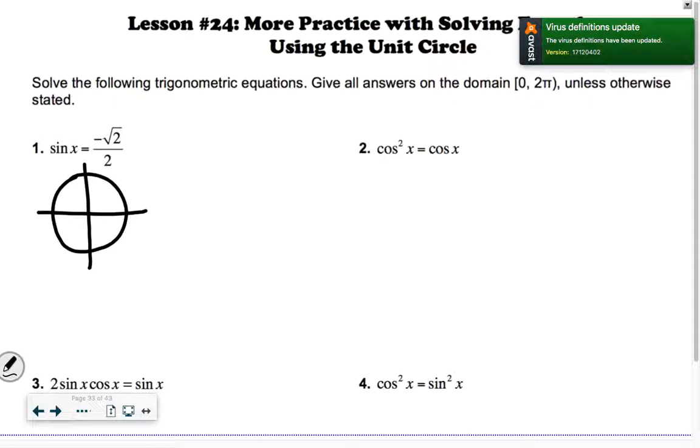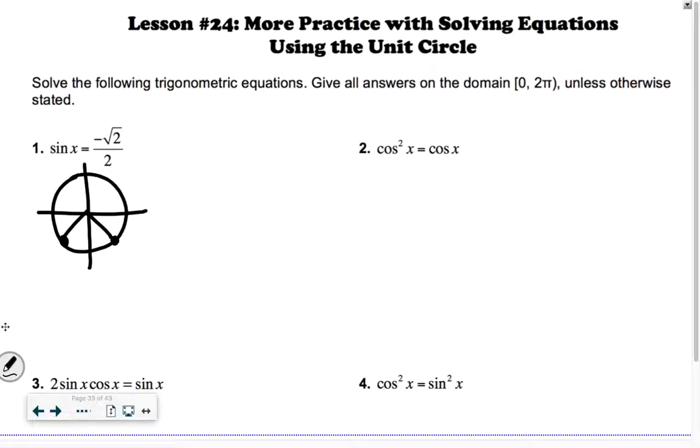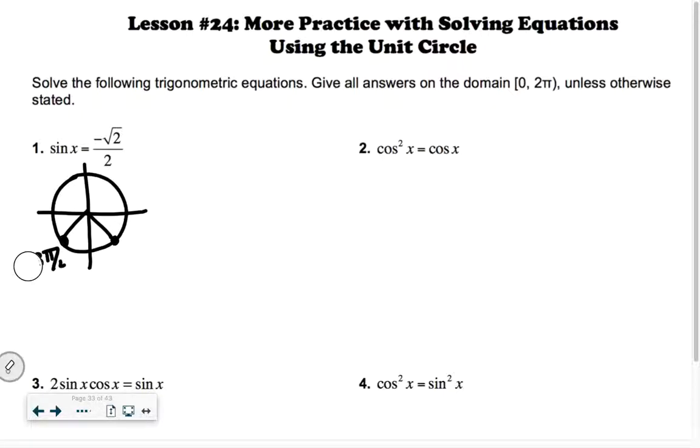Kenzie. Quadrant 3 and 4, is that what you said? Okay, 3 and 4. So we want sine to be negative, so we want the y value on our unit circle to be negative. So these two numbers. Okay, so that happens at 5 pi over 4 and 7 pi over 4.